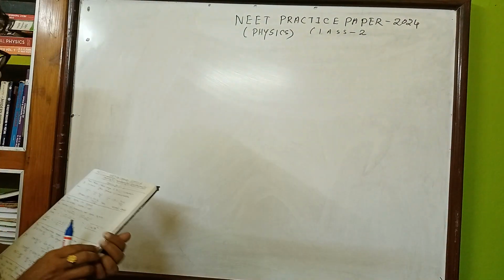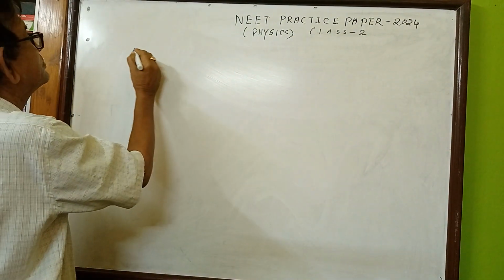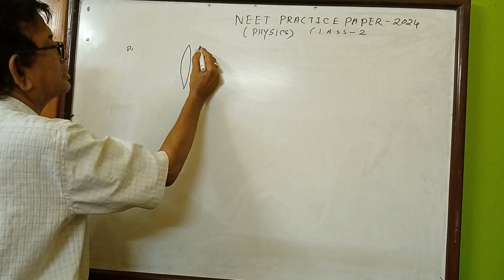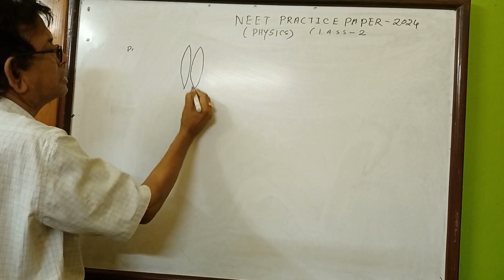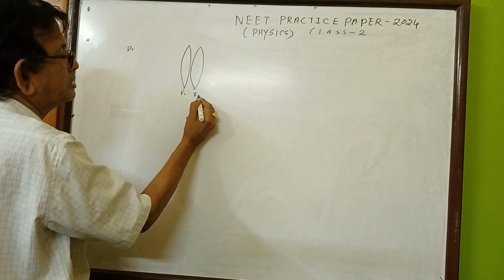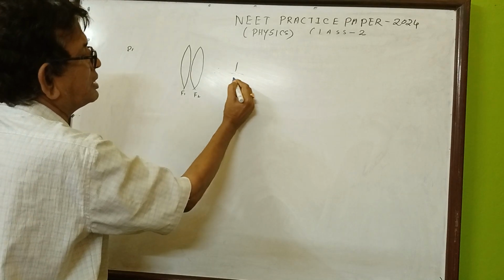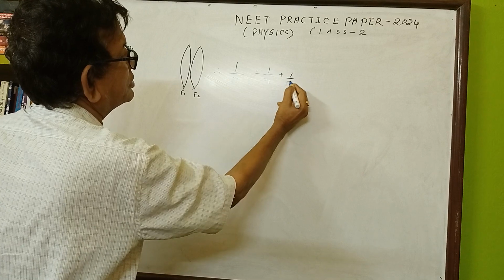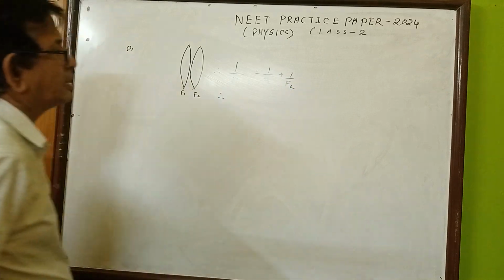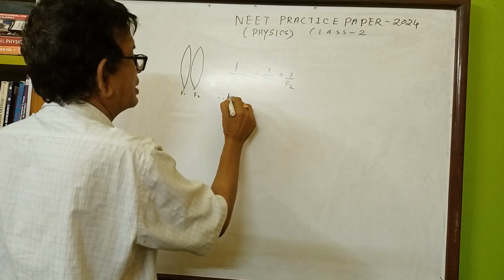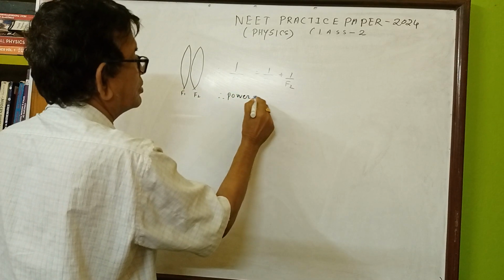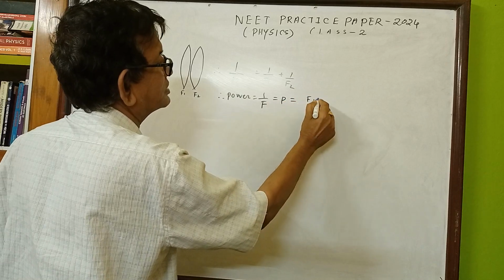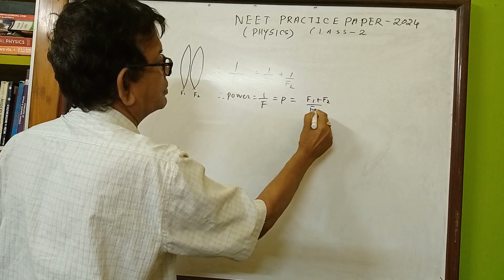Suppose two lenses. Problem number 1: two lenses in contact, with focal lengths F1 and F2. Then the equivalent focal length is 1 by F equal to 1 by F1 plus 1 by F2. The question is, what is the equivalent power? Power is 1 by F, so P equals 1 by F1 plus 1 by F2.